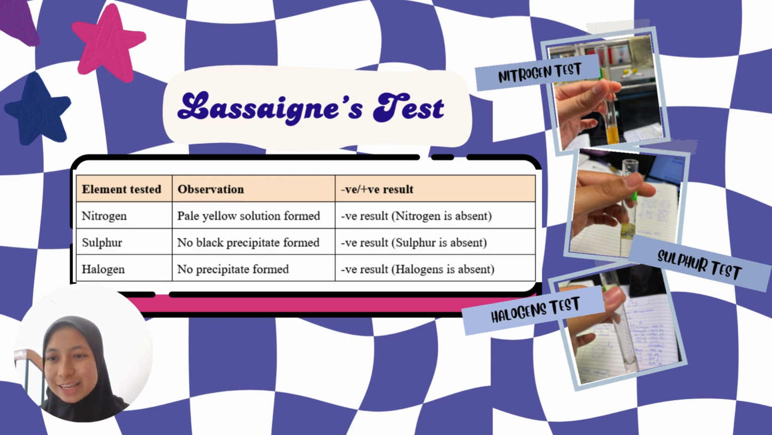For the Lassaigne test, we go through three tests, which are the nitrogen test, the sulfur test, and the halogen test. The result of the nitrogen test is negative, which means the absence of nitrogen. The observation that we got is a pale yellow solution. For the sulfur test, we also got a negative result, indicating the absence of sulfur as well. What we observed is that no black precipitate formed. The last one is the halogen test, and the observation is that no precipitate formed as well, suggesting a negative result also for the halogens.